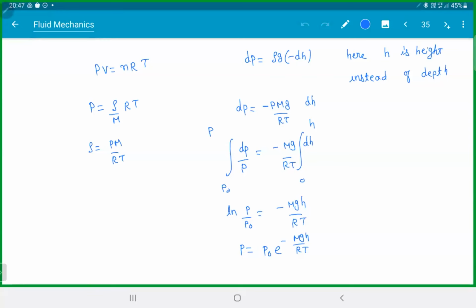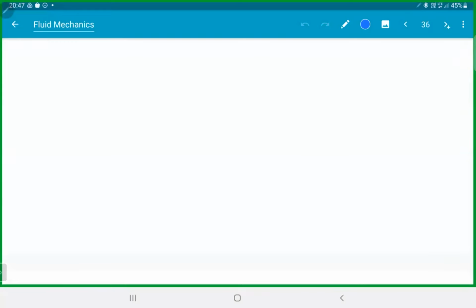Let's start off with a problem. Last time, if you see, we were doing a combination of thermodynamics and fluid mechanics questions.